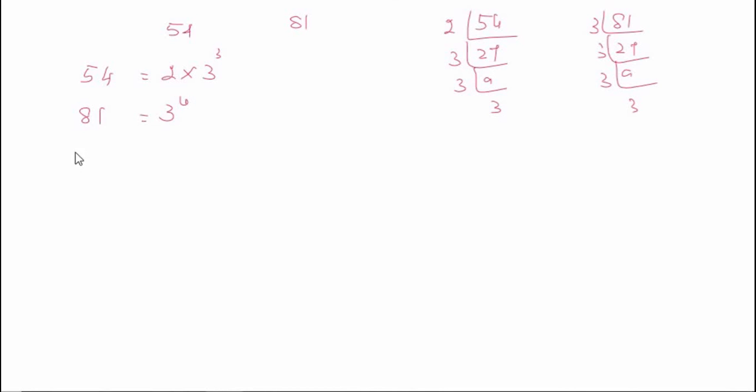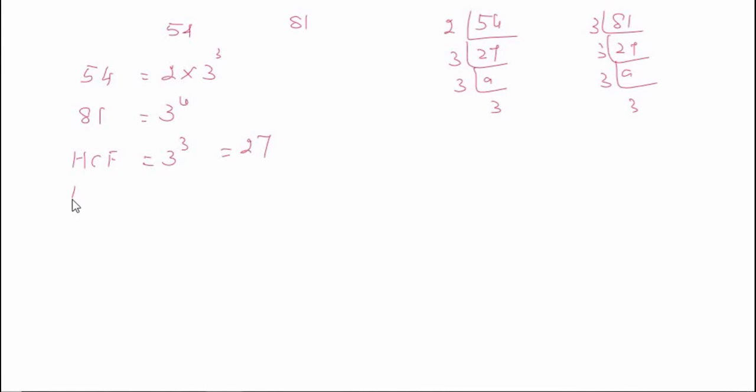So the HCF is the product of the smallest powers of the prime factors. Here 3 to the power 3, here 3 to the power 4, so that is 3 to the power 3. Here it is 2 to the power 1, here you can take it as 2 to the power 0, so it is 1 only, so it is 3 to the power 3, so this is 27.